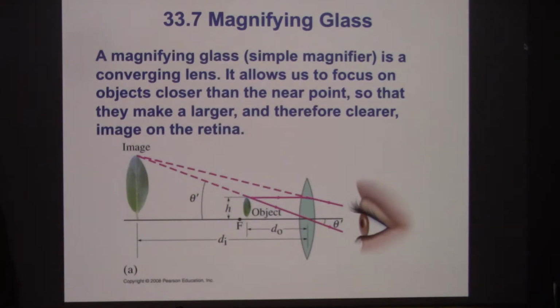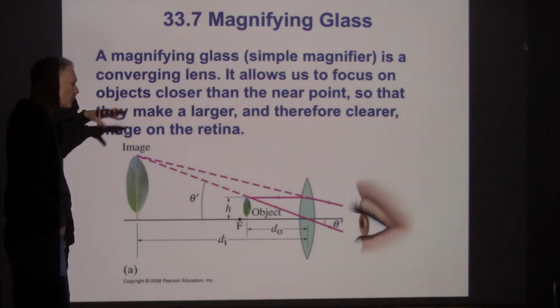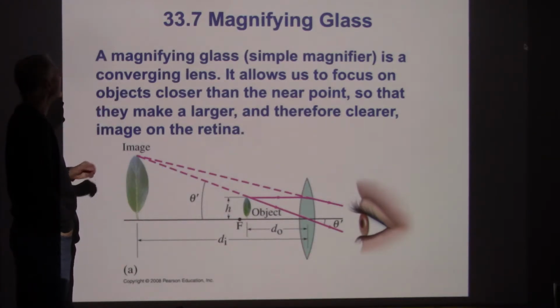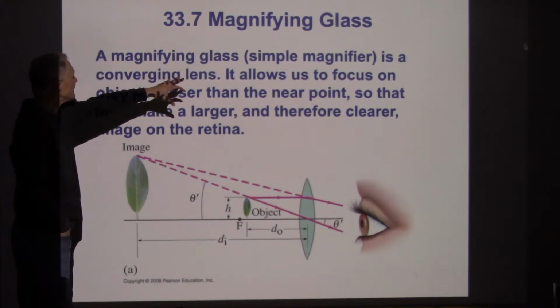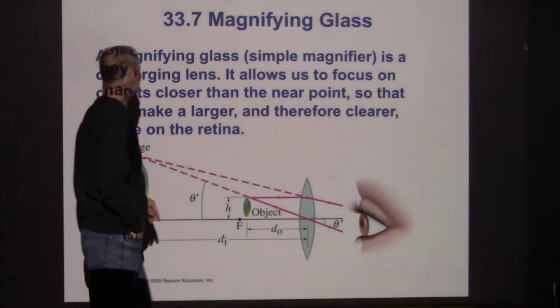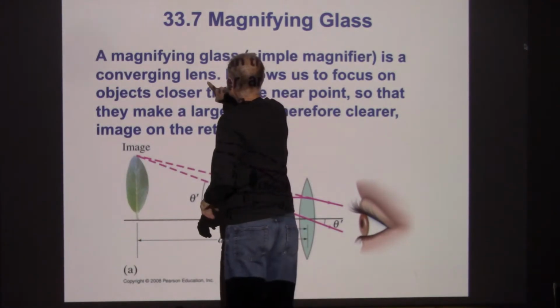All right, we have a few interesting topics left. Let's take a look, first of all, at magnifying glasses. We kind of hinted around at these earlier. A simple magnifier consists of a single converging lens.